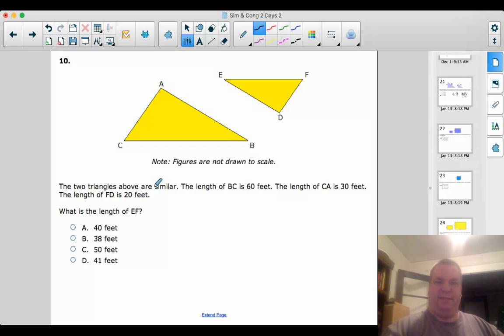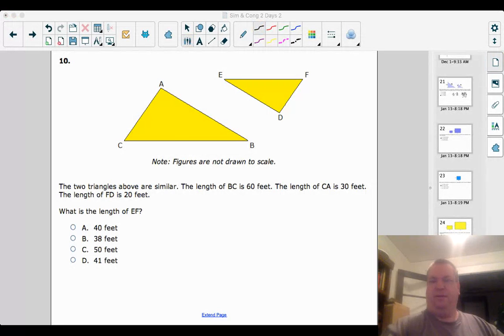It says the triangles above are similar. The length of BC is 60 feet. CA is 30 feet. And the length of FD is 20 feet. What is the length of EF? So again, I'm going to pause it here, let you figure this one out, and vote in the chat.